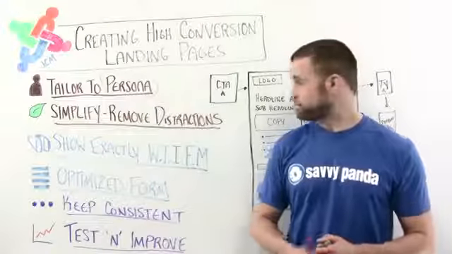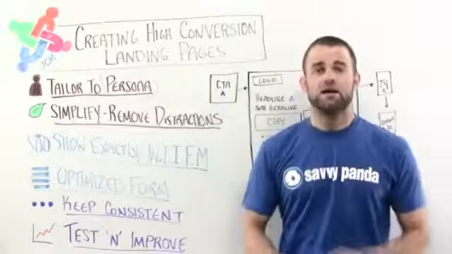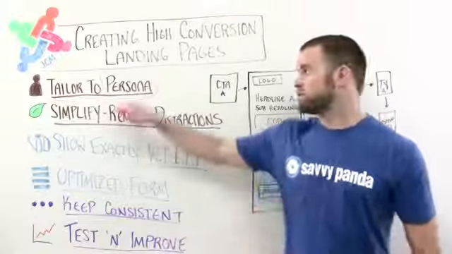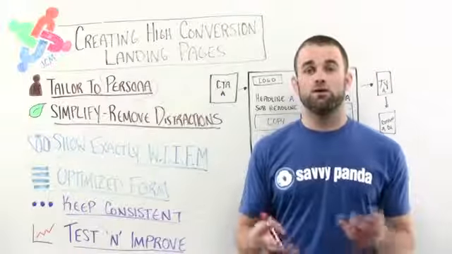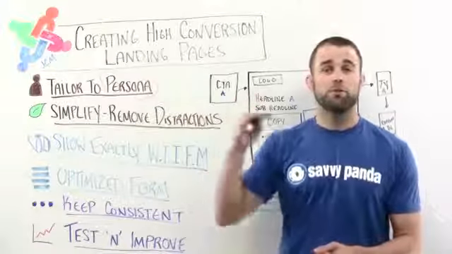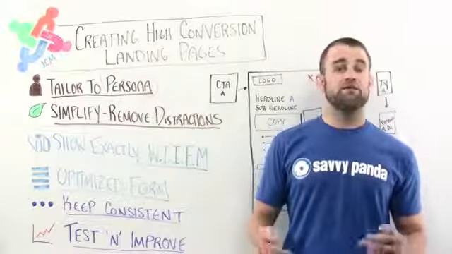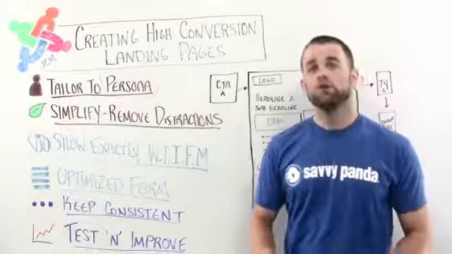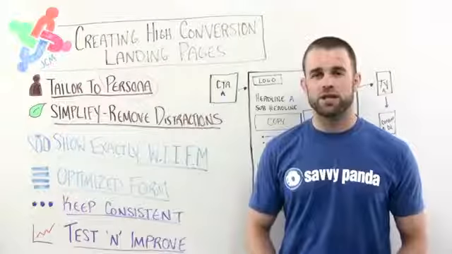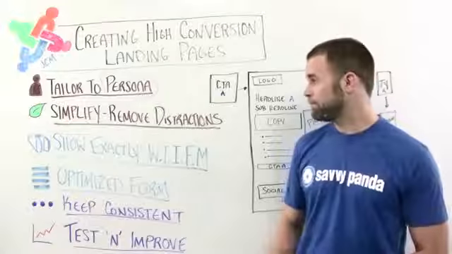Now, simplify could be a lot speaking towards the copy. How can I strip out things in my copy that don't either qualify the person, speak to the persona, or speak about what the offer is itself? Use things like bullet points. A bullet pointed list is very common and very effective for simplifying the text and making it very user-friendly to read. So look at your landing page and find ways that you can simplify it and remove any distractions that might be distracting from your main action of converting.